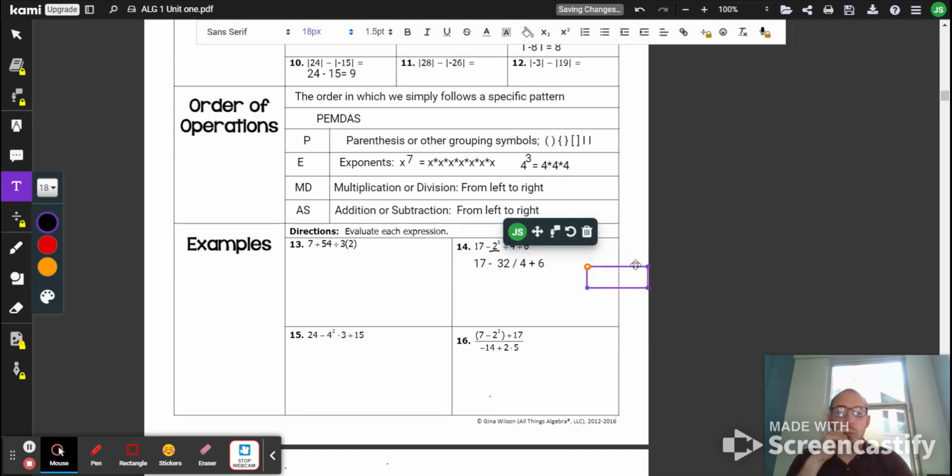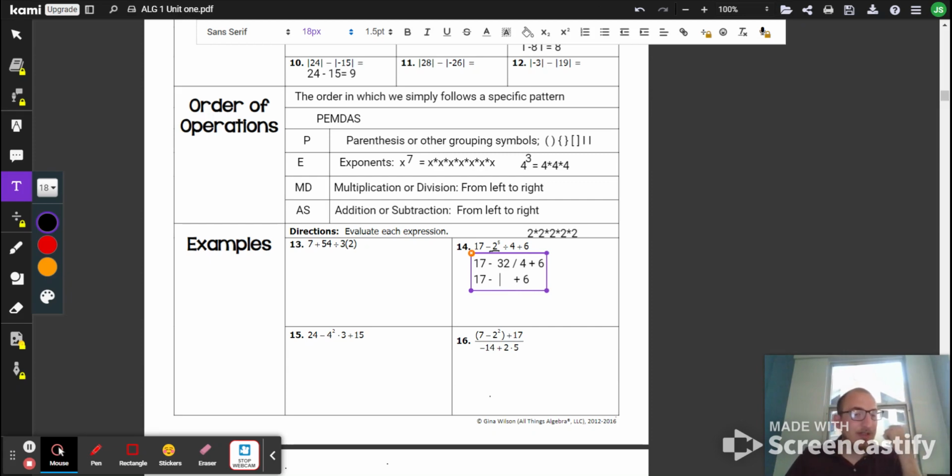Now what do we think? Well, what's up next? We have no parentheses, no exponents. Do we have any multiplication or division? We do, right in the middle. So what's 32 divided by 4? We'll leave what we know. I'll leave a space, plus 6. For those who know, 32 divided by 4 is 8.